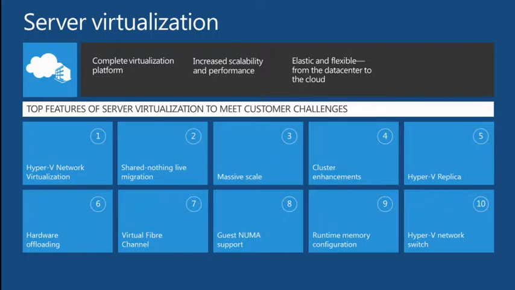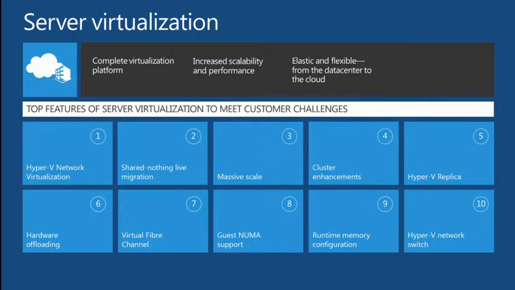Some other things as well, I talked about virtual fiber channel. We now support guest NUMA support, so this is the way that we can extend up to 64 virtual processors in Windows Server 2012 virtual machines, and ensure that virtual machines can now start sharing that memory architecture and that processor architecture for speed.